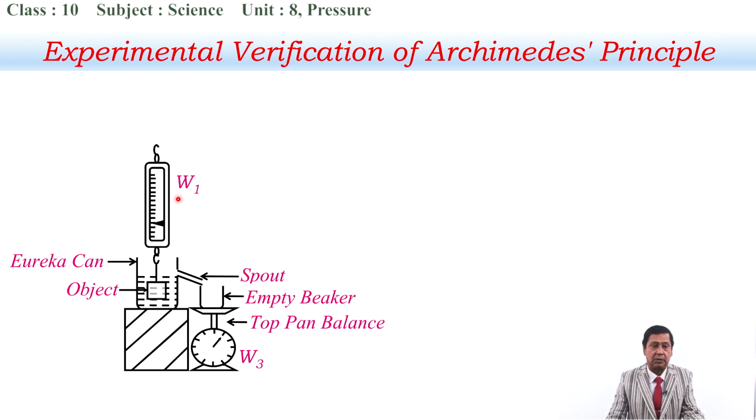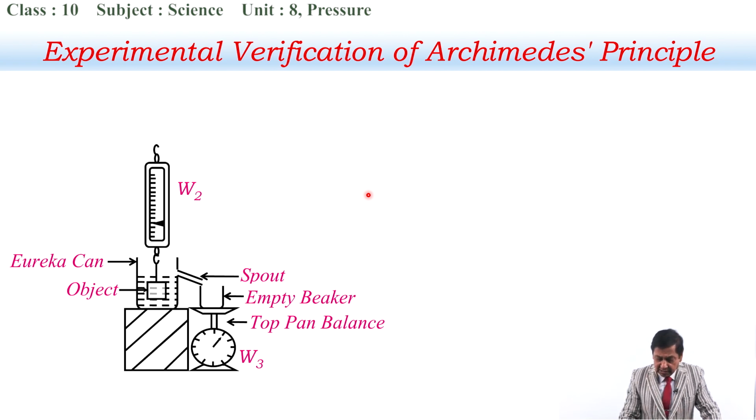We know about this because in the previous class, and at the beginning of this class also, I told you about this. Because of the upthrust, the weight will be less. Now it will be different from W1. Let's say it is W2. W2 is less than W1.